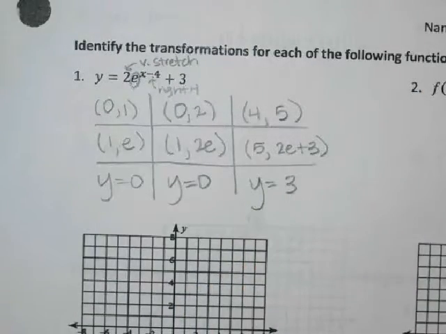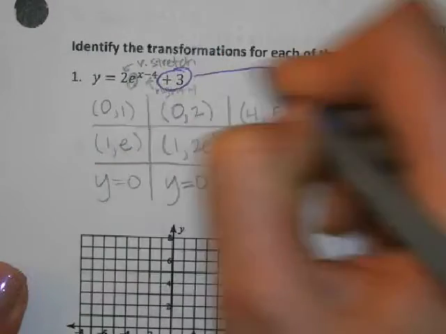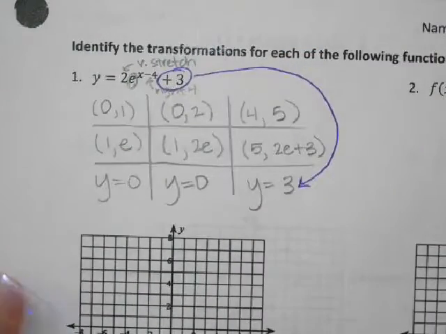3. So what you're going to notice is that the number on the end is always what your horizontal asymptote is. Every single time. So if there's no number on the end, then you would have a horizontal asymptote of 0.